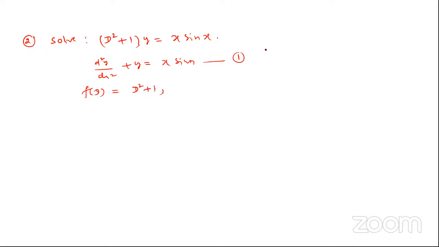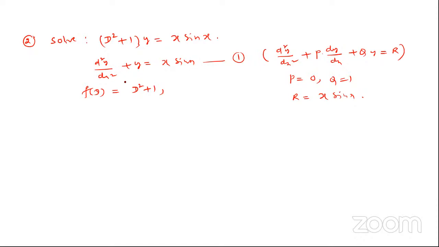If it is compared with our standard form, d square y by dx square plus p dy by dx plus q y equal to r, then here the p value is 0, the q value is 1, and the r value, the right hand side part, is x sin x. In the given differential equation, the coefficient of d square y by dx square is 1.